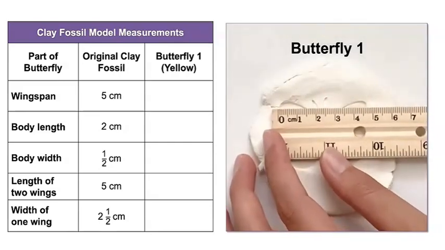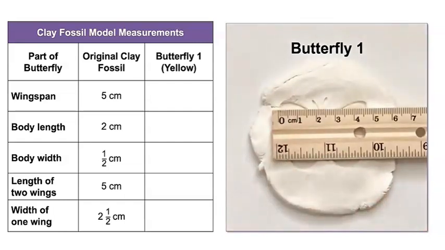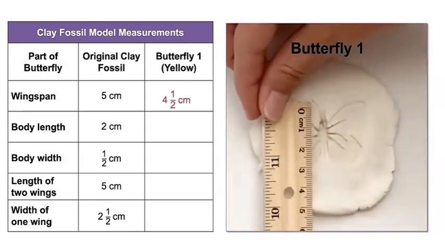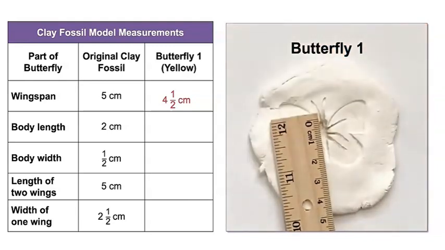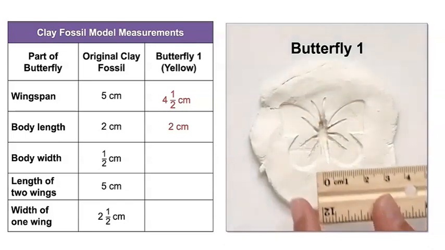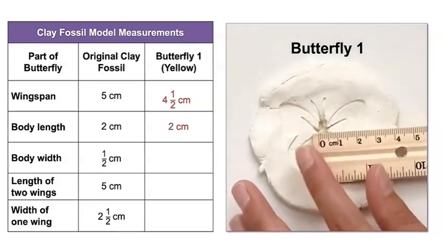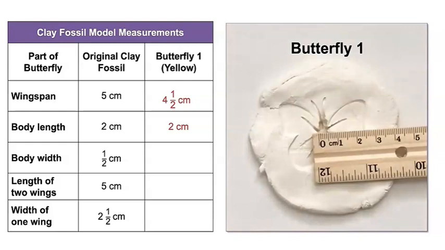Okay, so the wingspan of this butterfly is 4.5 centimeters. I'll record that here. The length of the body is 2 centimeters. The width of the body is just 0.5 centimeter.